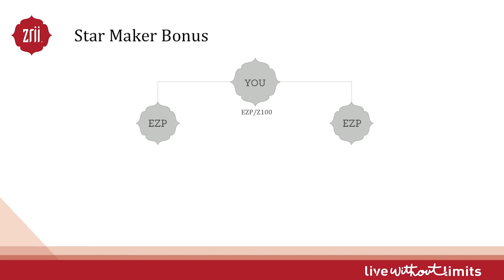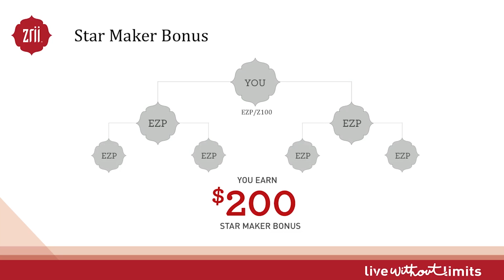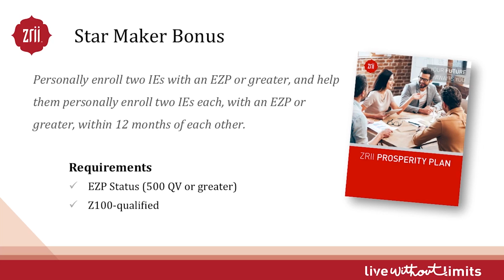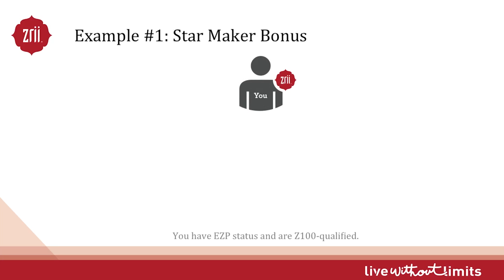Each of your IEs must personally enroll 2 new independent executives with an EZP or greater within 1 year of each other. When that happens, in other words, when you become a star and then teach your IEs to do the same thing, you become a star maker, and you earn a $200 bonus. This is in addition to any star bonus, first order bonus, or team commissions you already receive. Remember, to earn the Star Maker bonus, you must have purchased an EZP or greater upon enrollment, or attained EZP status by purchasing at least 500 QV of Zrii products within your first 28 days, and you must also be Z100 qualified. Let's take a look at our two examples again to see how this works.